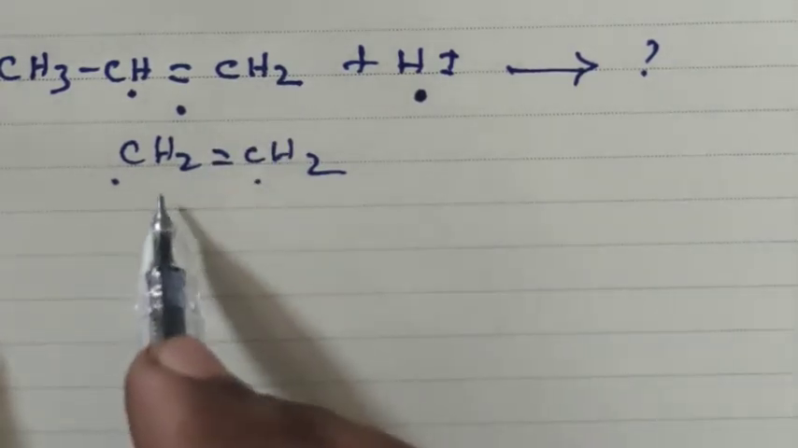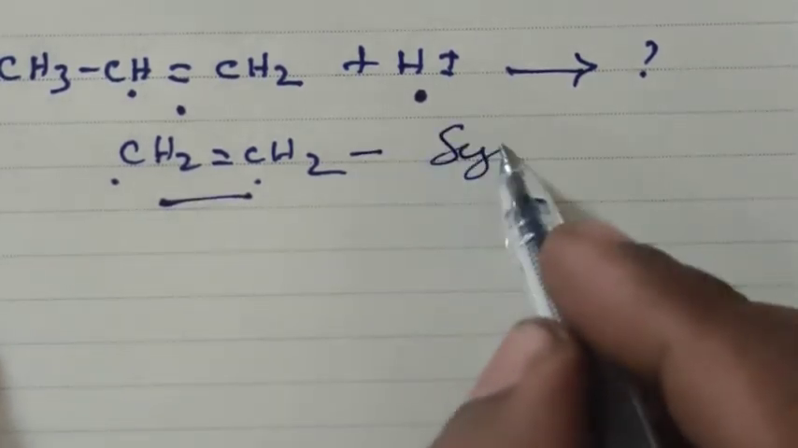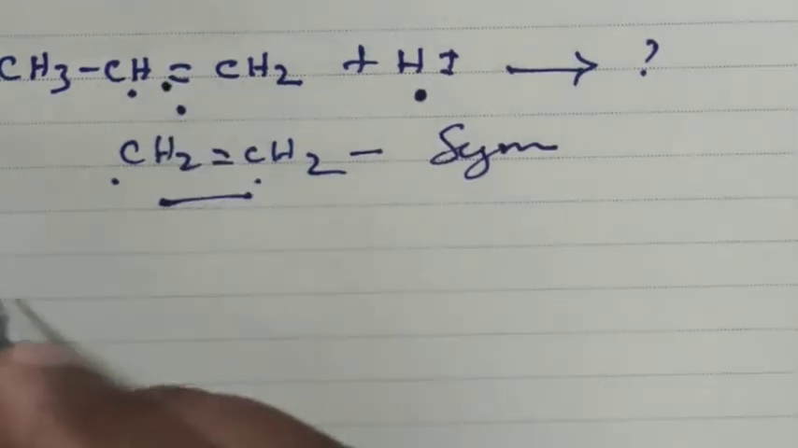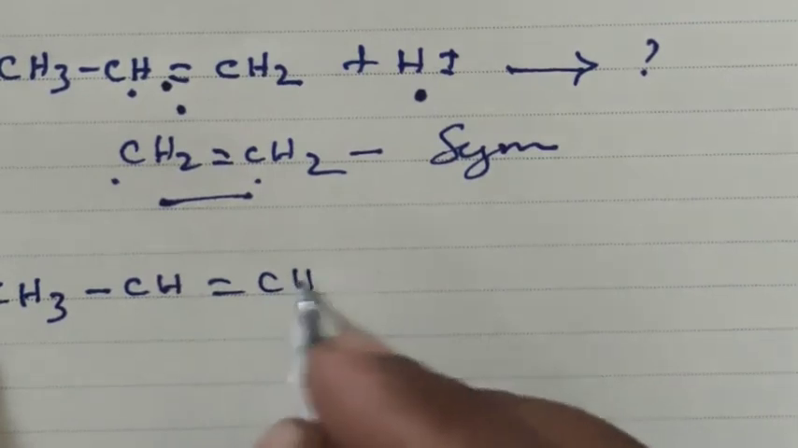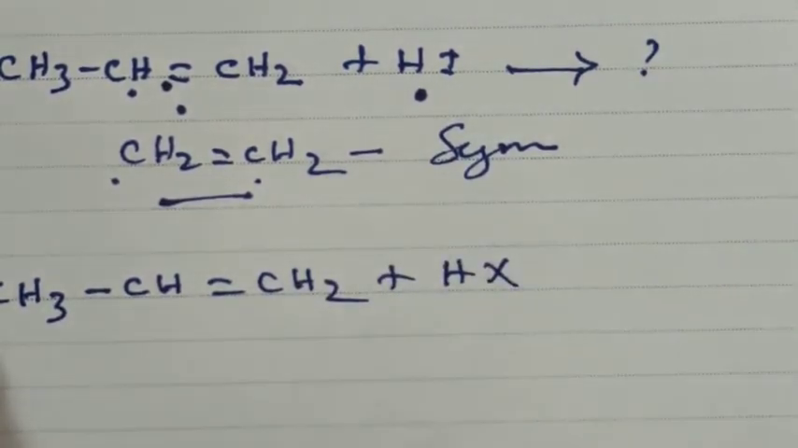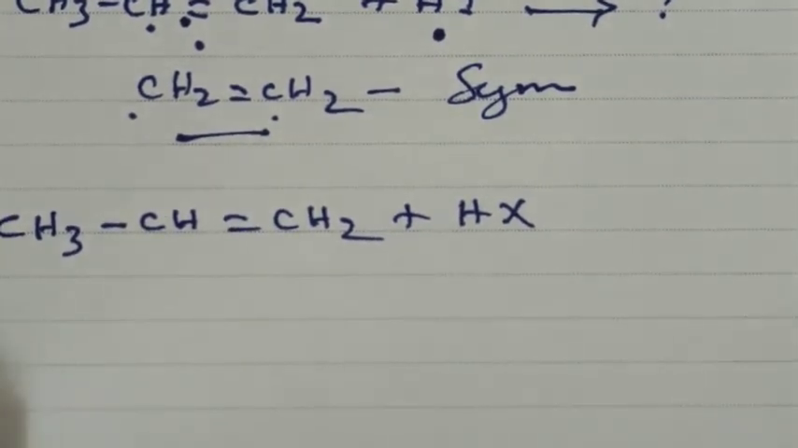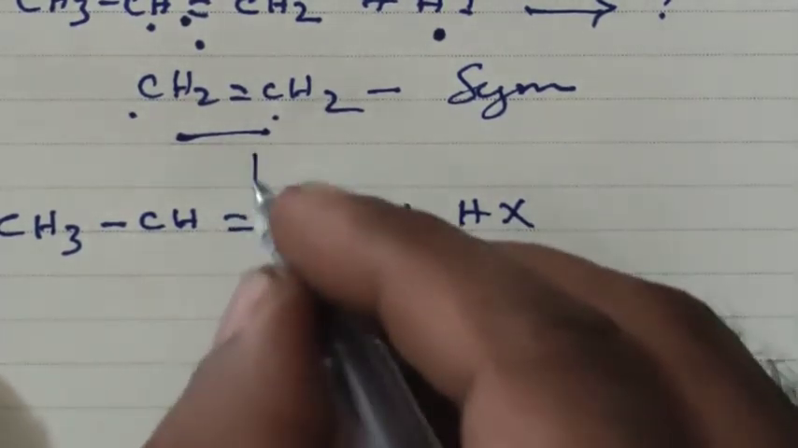That means this alkene is called a symmetric alkene. This is called an unsymmetric alkene. So, when the unsymmetric alkene CH3 CH double bond CH2 is treated with hydrogen halide, the addition reaction takes place, but that addition follows Markovnikov rule.